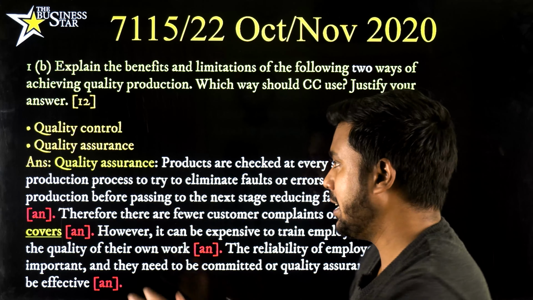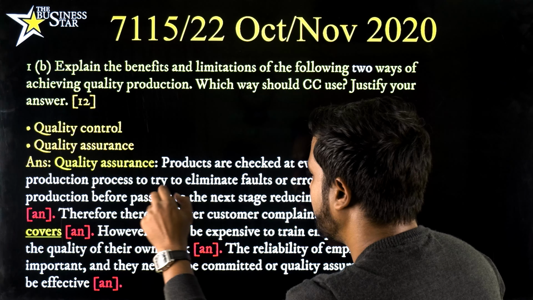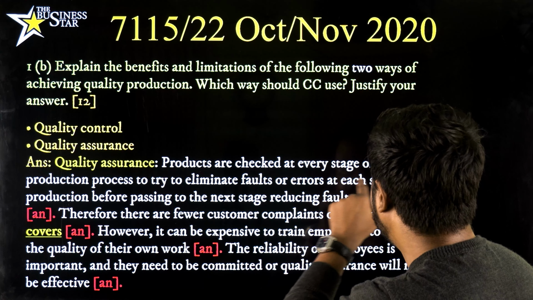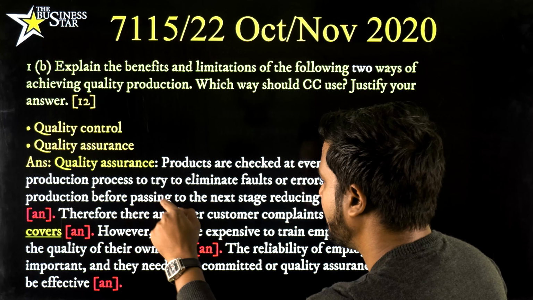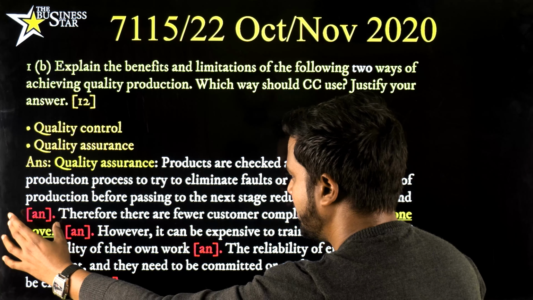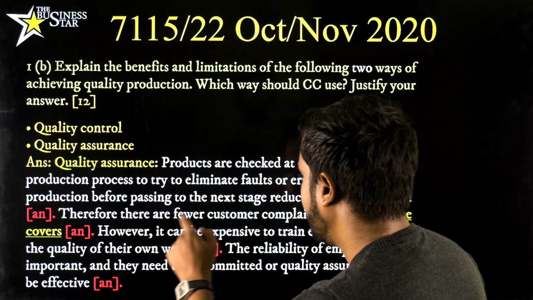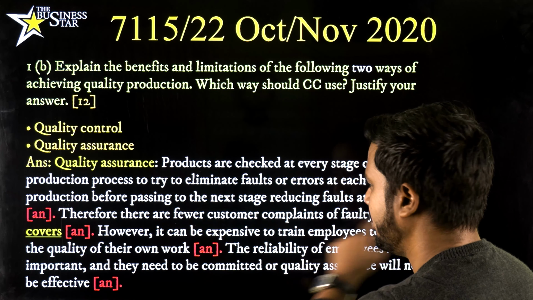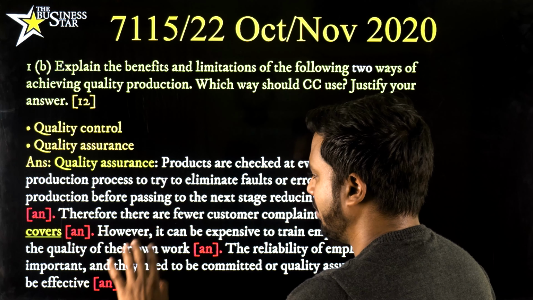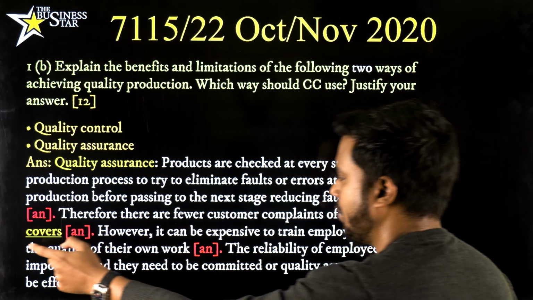Business stars, moving on to the second part, which is quality assurance. Products are checked at every stage of the production process to try to eliminate faults or errors at each stage before passing to the next stage, reducing faults at the end. This is the first analysis and also the first advantage. Moving on to the second advantage: therefore, there are fewer customer complaints about faulty phone covers. This is the second advantage, and this yellow font is the application, which is phone covers.